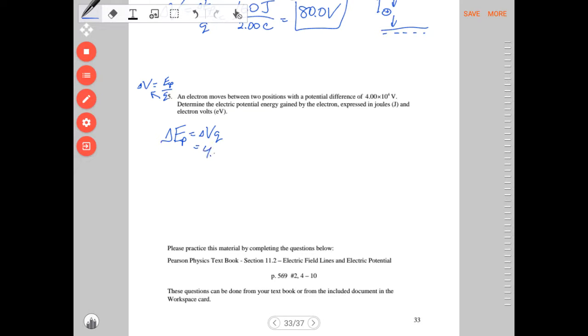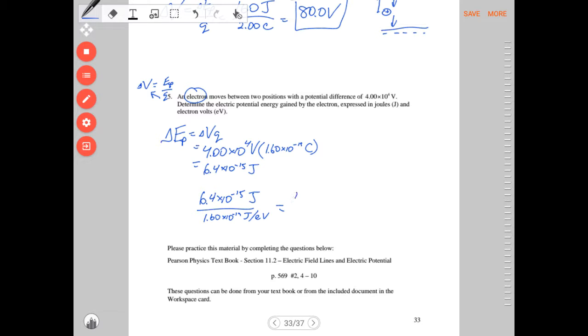Our voltage is 4.00 times 10 to the 4 volts, times the Q here. Q for an electron is 1.60 times 10 to the negative 19 coulombs. Awesome. So when we multiply this out, we get 6.4 times 10 to the negative 15 joules. If I want electron volts from this, remember, 6.4 times 10 to the negative 15 joules divided by 1.60 times 10 to the negative 19 joules per electron volt. We can do it that way.